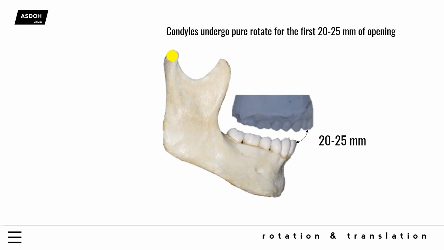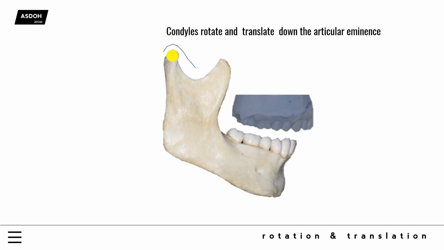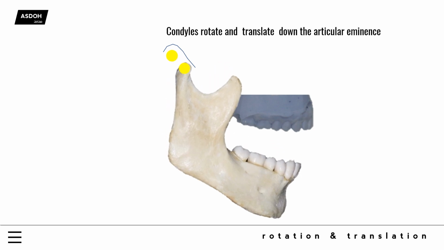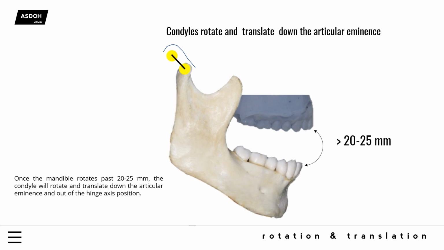It's just a pure rotation around the hinge axis, the first 20 to 25 millimeters. But then as you go beyond that, you'll notice that the mandible continues to rotate, but it'll also have to translate down. So when you're yawning real big, you'll probably have some rotation and translation of your mandible, down that articular eminence.